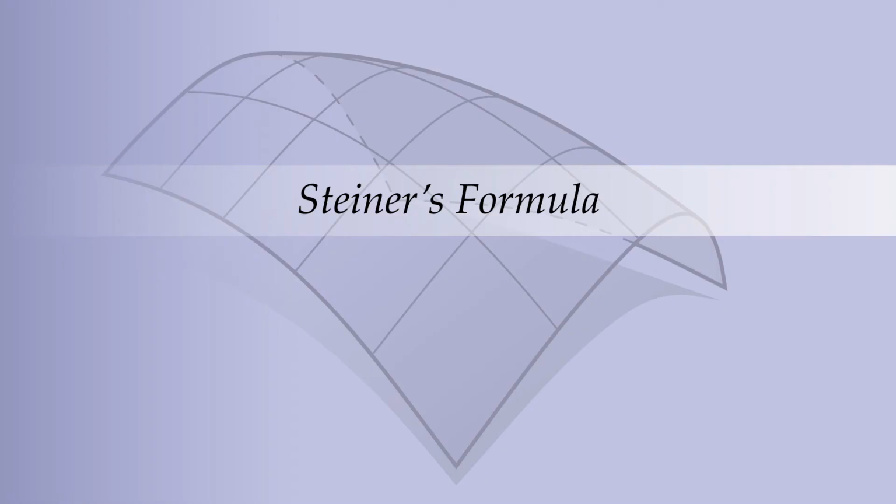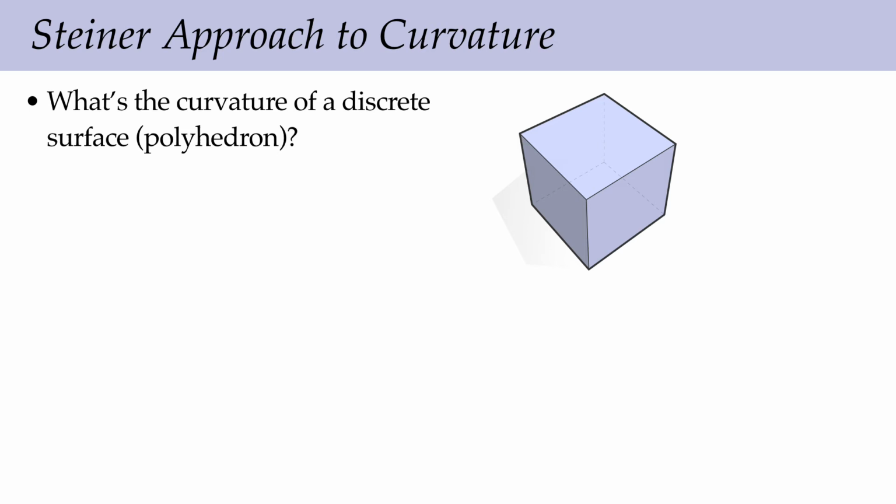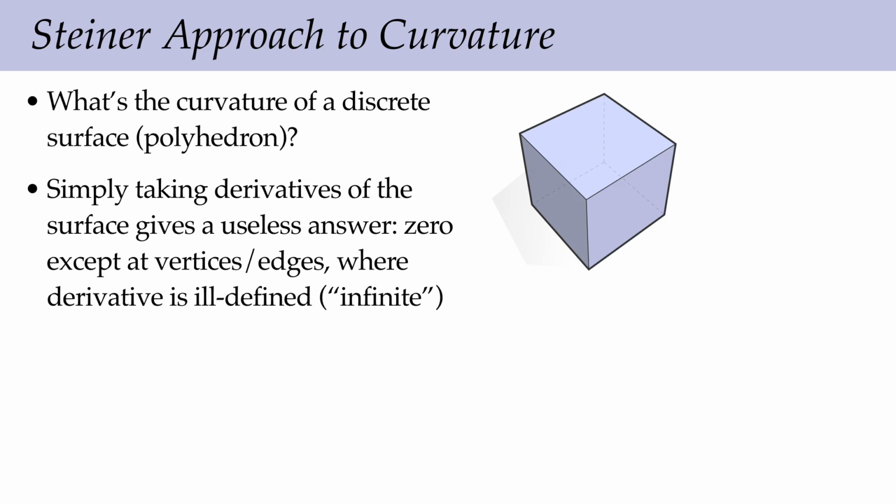Okay, let's move on to a different way of thinking about discrete curvature based on something called Steiner's formula. So we're faced again with this question: what is the curvature of a discrete surface, of a polyhedron? And if we're naive about this and we just try to go ahead and take derivatives of the surface in the usual way, in the way that we would find in a classic textbook on differential geometry, we're going to get a useless answer. We're going to find that the curvature is zero almost everywhere, right in the middle of all these faces.